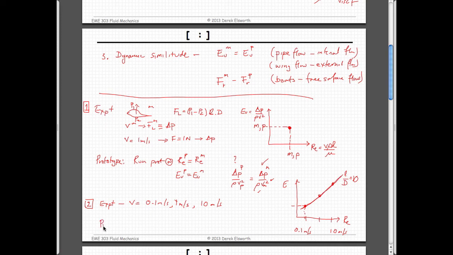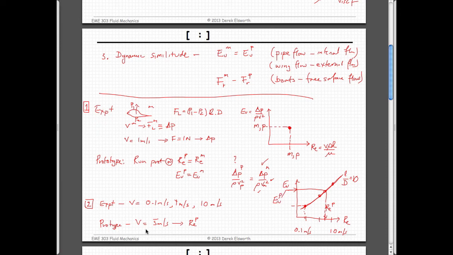Now if we run our prototype, we run it at a velocity of, I don't know, 5 meters a second. We can use that to calculate the Reynolds number of the prototype, which may be here, say. So Reynolds number of the prototype. And so what we can do is if we just go up to this line here and across here, this would be our Euler number for the prototype.